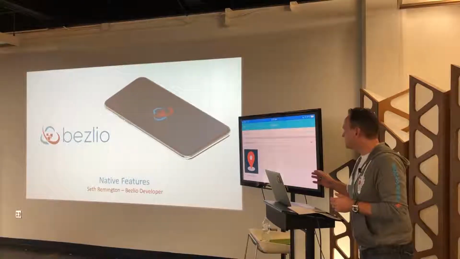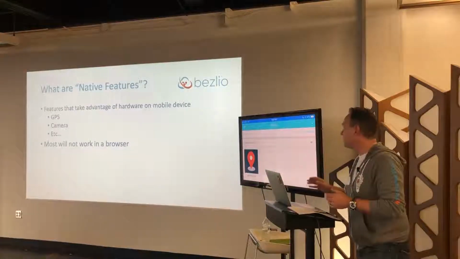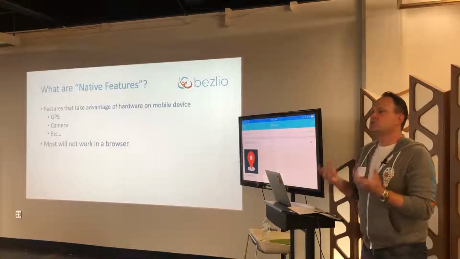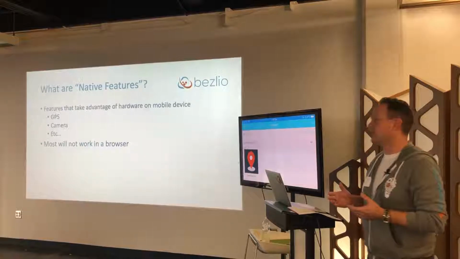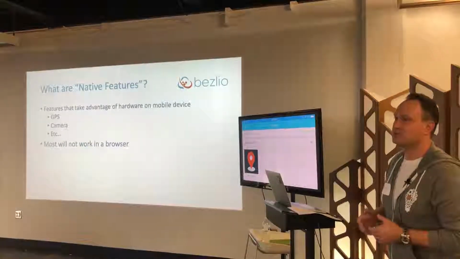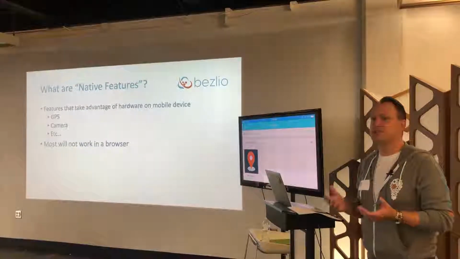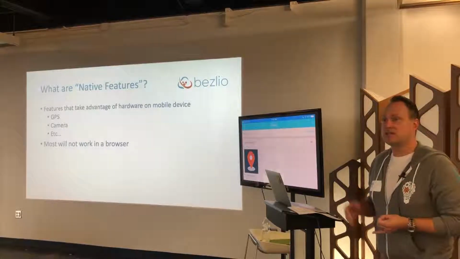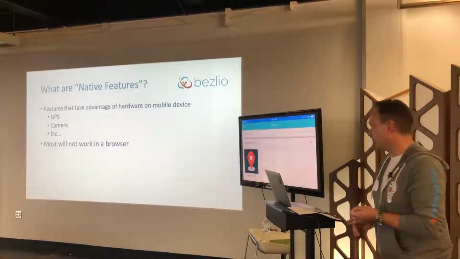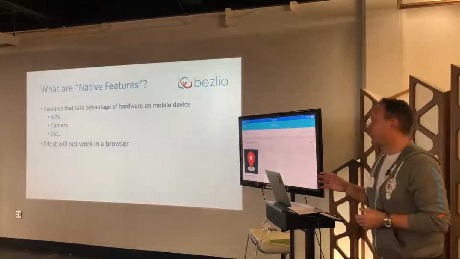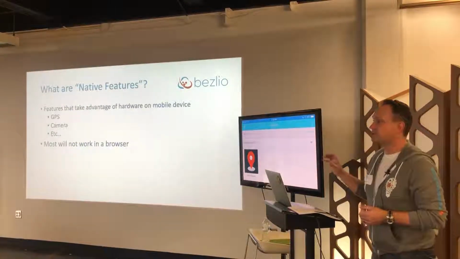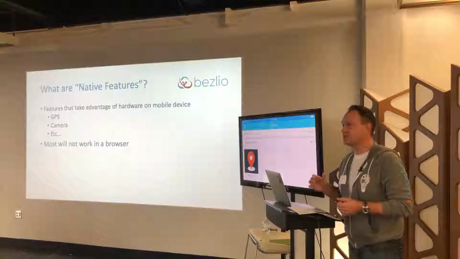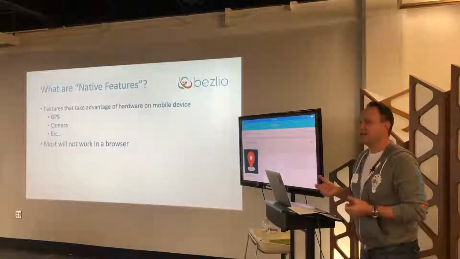So native features is we're talking about using hardware on the device that you wouldn't get otherwise, perhaps just running something in a browser, right? So we're taking advantage of things. We're diving a little bit deeper. We're talking about things like the GPS, the camera, things such as that. So this is a little bit different than perhaps developing a bezel that will run on the browser, because some of this stuff is not going to work.